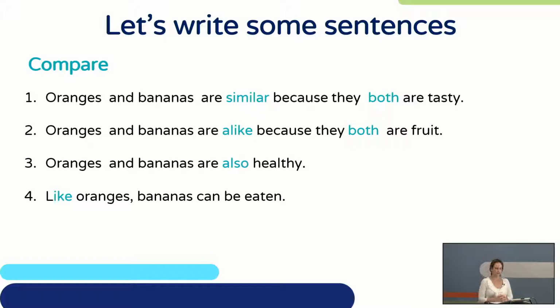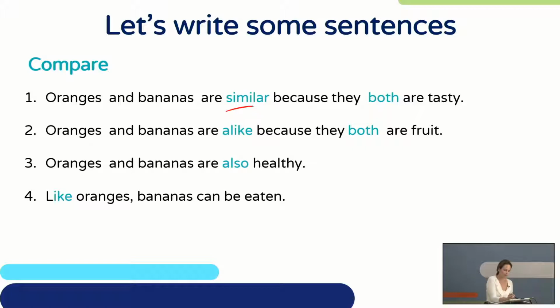Number 2, oranges and bananas are alike because they both are fruit. Number 3, oranges and bananas are also healthy. Number 4, like oranges, bananas can be eaten. All of these sentences that I made here, I took from the information from my Venn diagram where I wrote in the middle how they are similar.